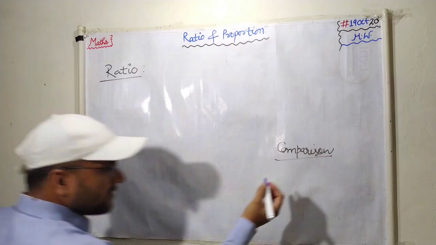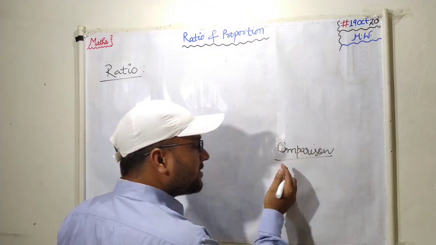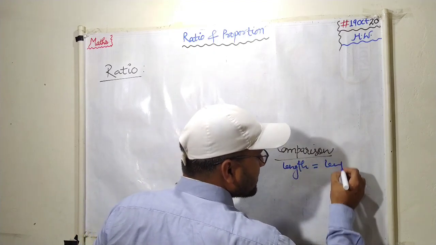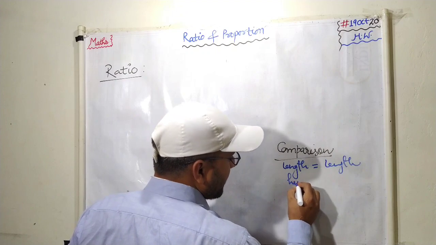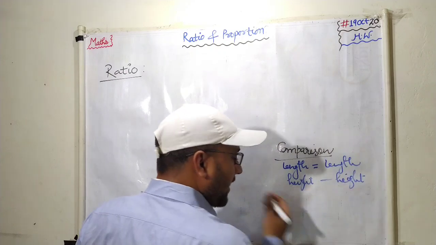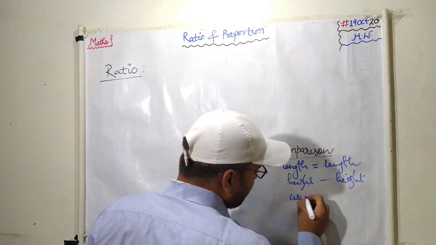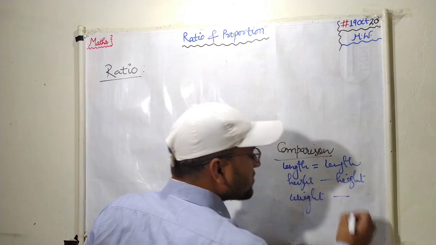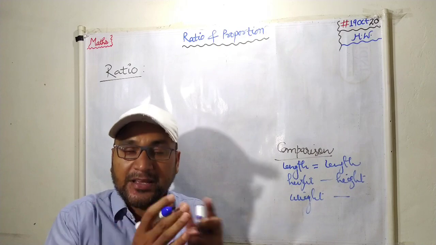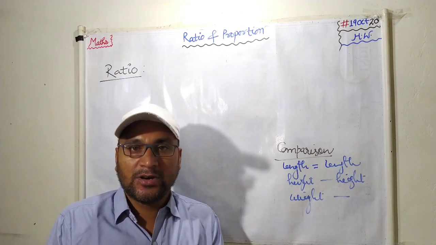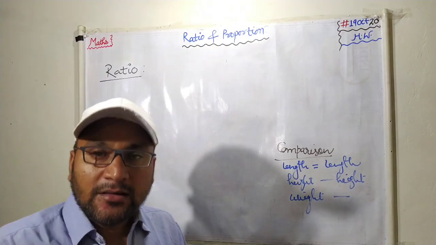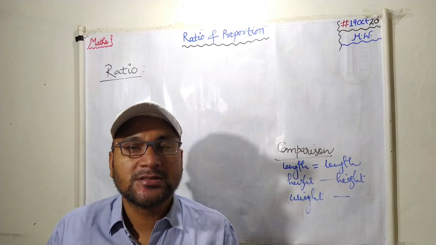So, that comparison is always done with the length. You will compare length with length, students. Height, you will compare with height, okay. And weight, you will compare with weight, students. Same as it is, okay. Expenditure, you will compare with expenditure. Money, you will compare with money, students, okay. Whatever saving, expenditure, earning means money, you will compare with money, students.